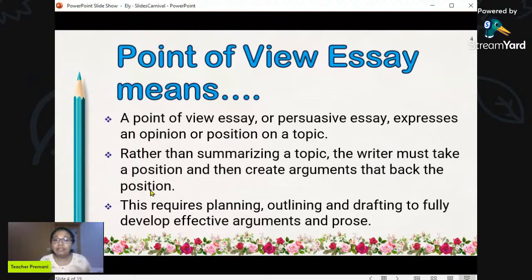That's the purpose. But what will happen if you're merely listing all the content, the first sentence, second sentence, third sentence? So the effect of point of view doesn't come through.